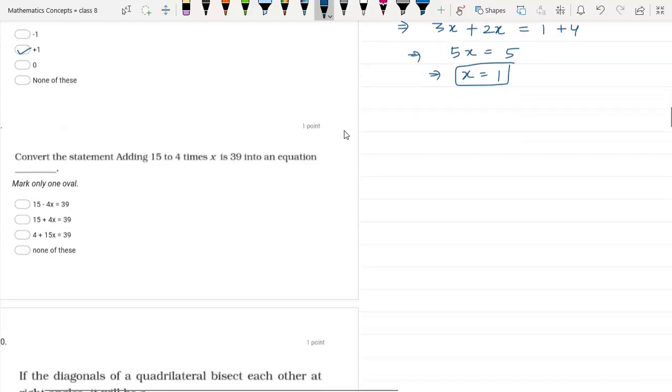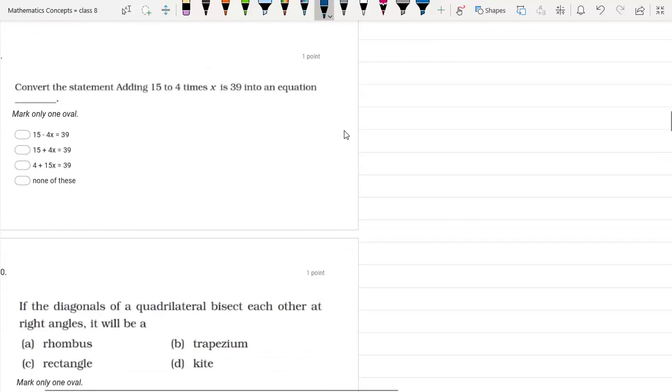Now convert the statement 'adding 15 to 4 times x is 39' into an equation. Very simple. This 4 times x means 4x. We are adding 15, and the answer is 39. So 4x plus 15 equal to 39 is the correct answer, or you can write 15 plus 4x is equal to 39. We can write it because addition is commutative, so no issue. The correct answer is this one.